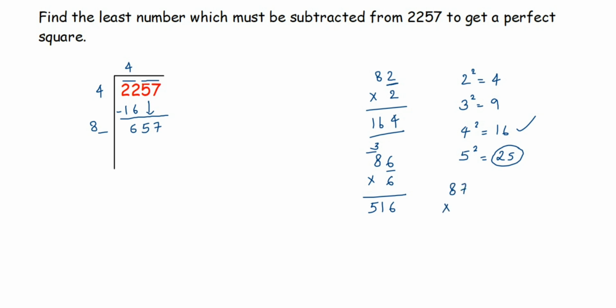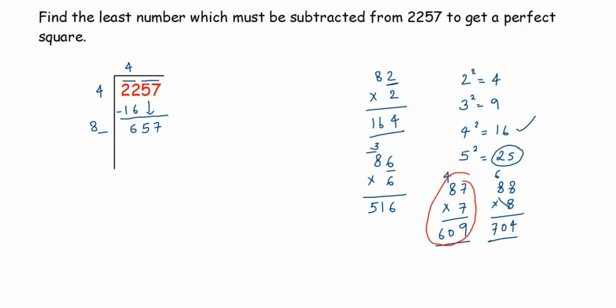87 times 7. 7 times 7 is 49. Now 7 times 8 is 56. 56 plus 4 is 60. Now 609 is closer to 657, but we'll try with another number. Let's take 88 times 8. 8 times 8 is 64. Again 8 times 8 is 64. 64 plus 6 is 70. Now we have 704. Now 704 is greater than 657. Therefore, we will select this number, that is 87 times 7.